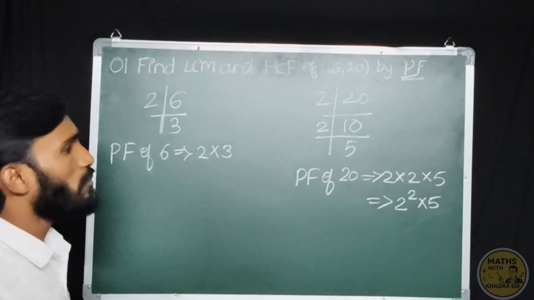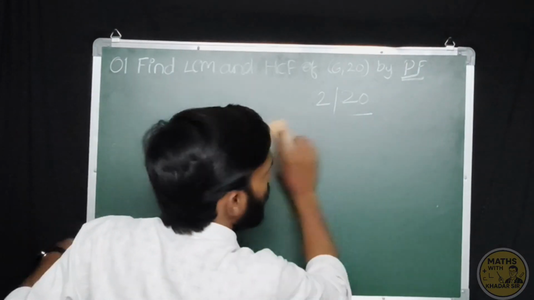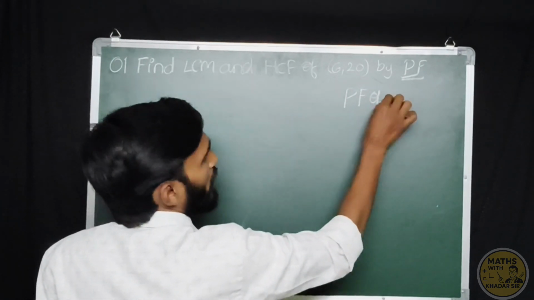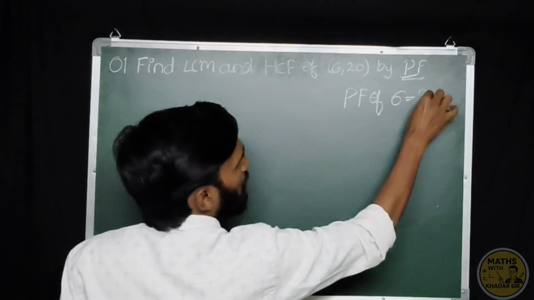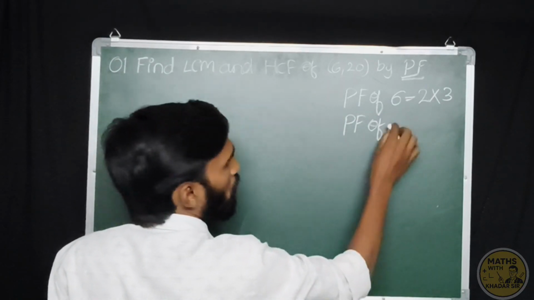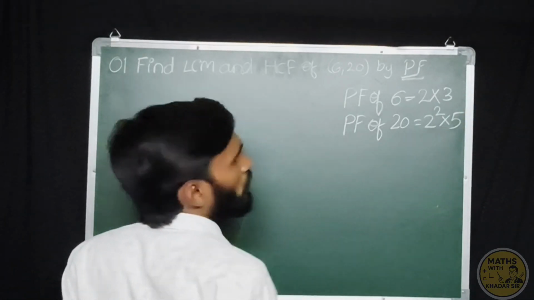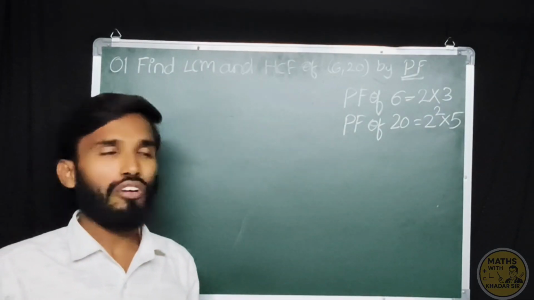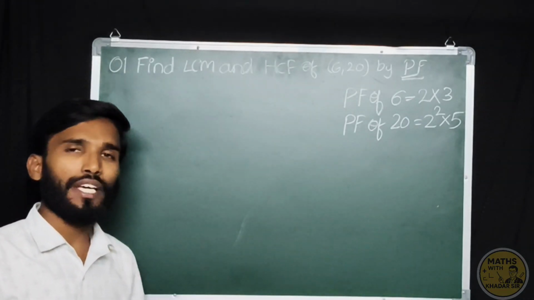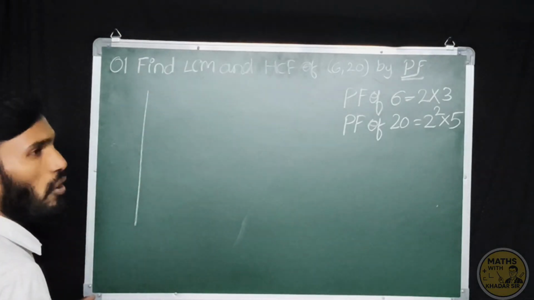Now in this only, we have the prime factorization of 6 is 2 into 3. Prime factorization of 20 is 2 square into 5. This is the prime factorization of these two numbers. Now how to find the LCM and HCF by using this? Same as what I said, find at a time or both times.